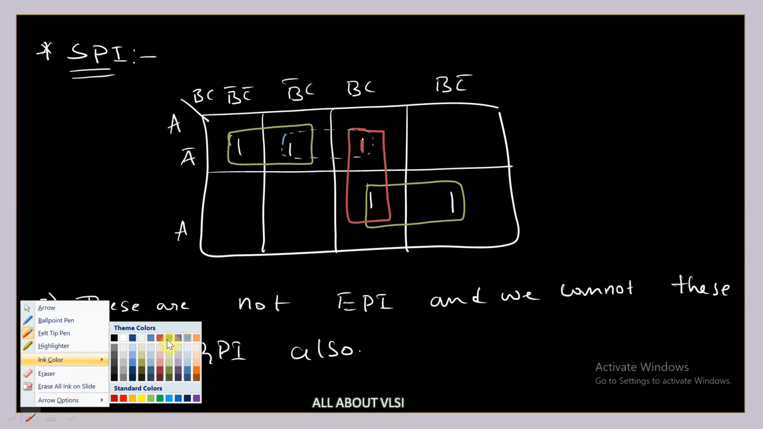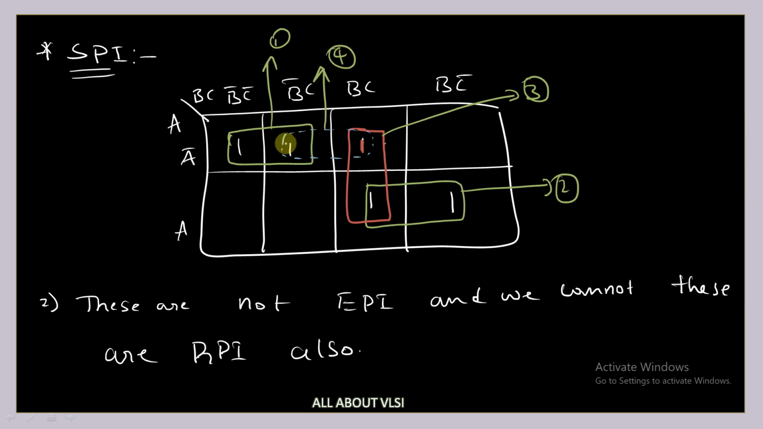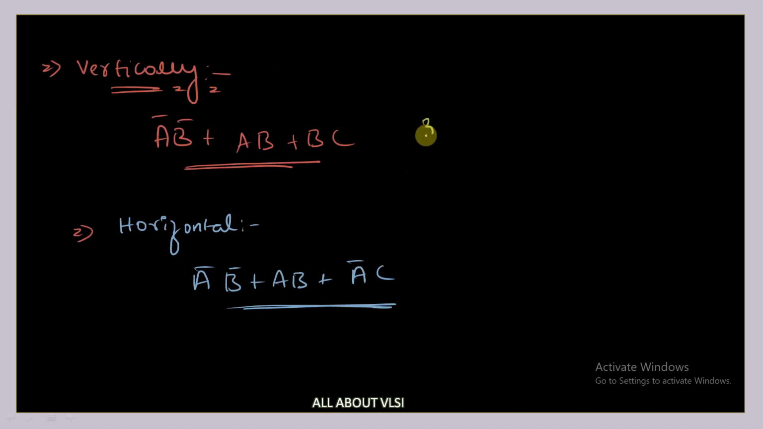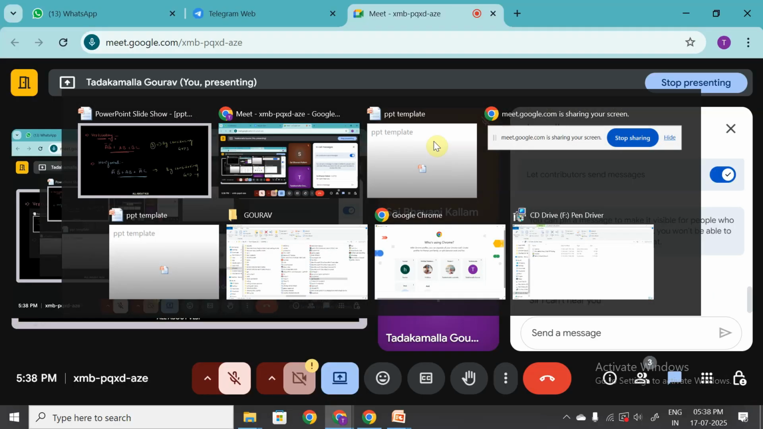So for this K map, we will get two solutions. Okay, so let's say this is group one, this is group two, and this is group three, and this is group four. So this answer is formed by considering group 3, and this answer we are getting by considering group 4. You're not supposed to group 2.